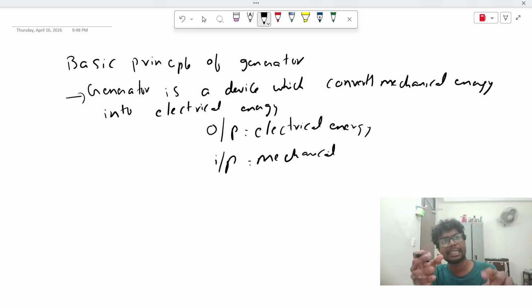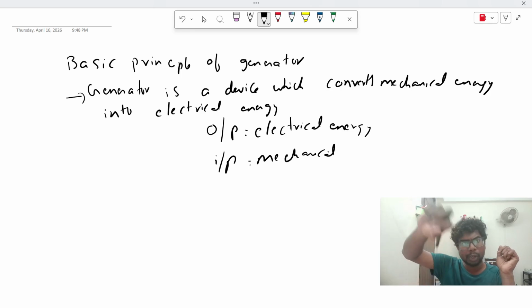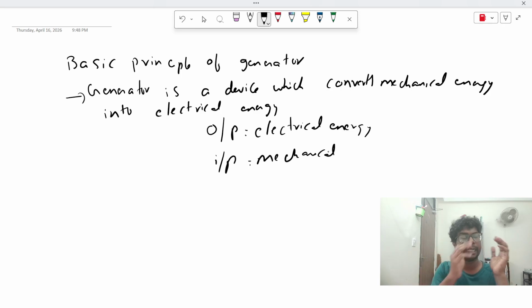The output we are seeing is lights. The input we are putting in the generator is some diesel, kerosene, petrol, whatever it may be. Such fuel related terms are always known as mechanical. So a generator is a device which converts mechanical energy into electrical energy.